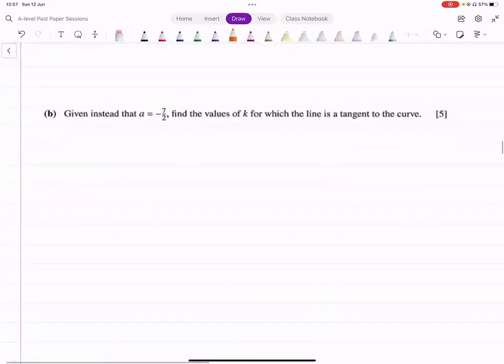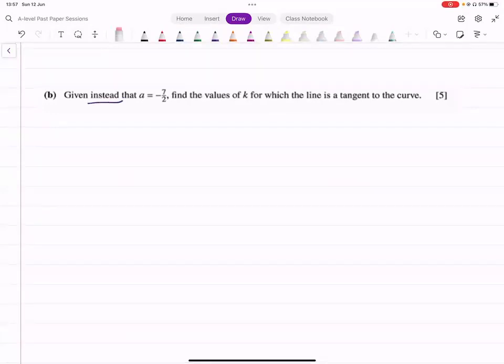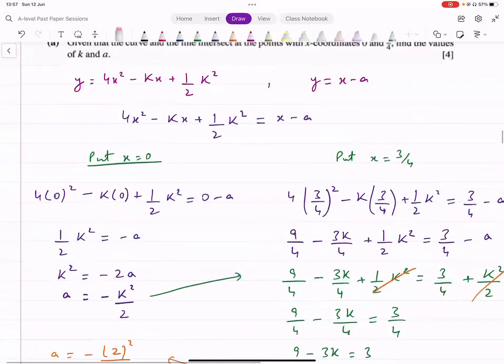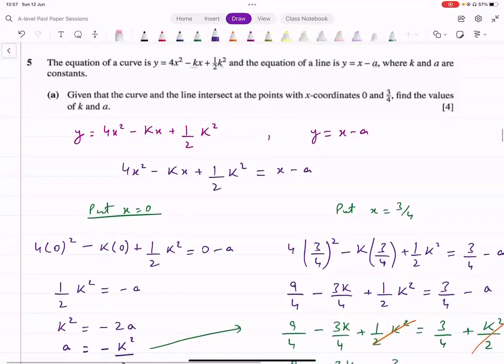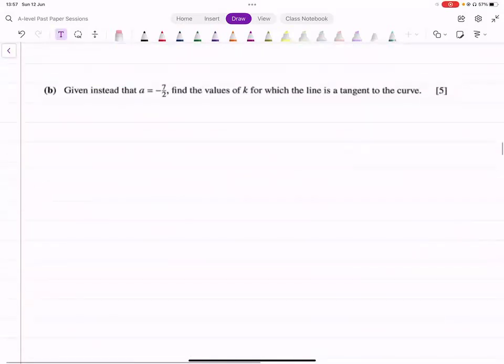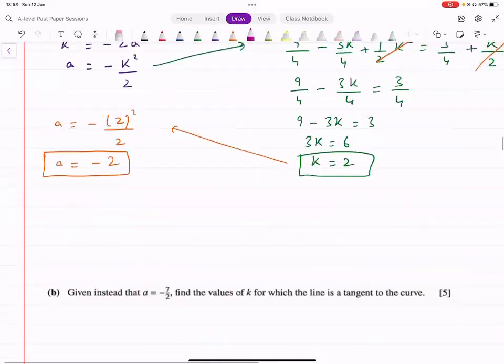Now the next part says given instead that a equals minus 7 over 2. Okay, so it says given instead. That means the first part is not relevant anymore. And in the first part, they said that the values of the points of intersection are supposed to be 0 and 3 over 4. That's no longer relevant. That does not apply to the next part now. It says given instead that a equals minus 7 over 2.